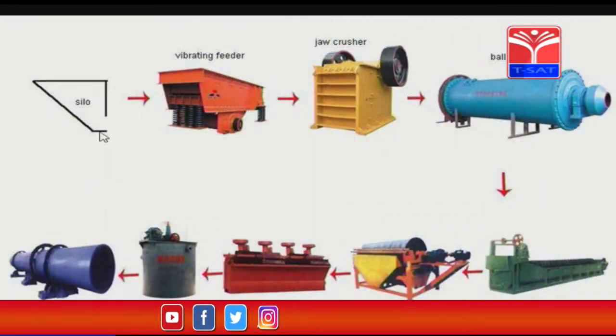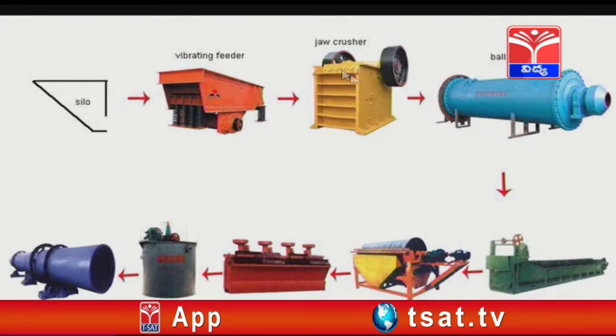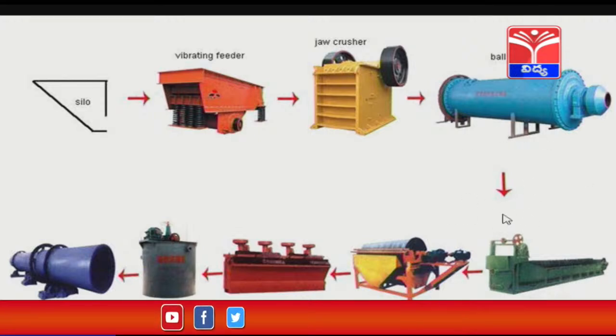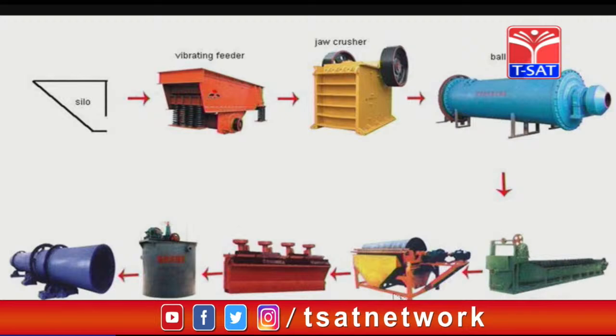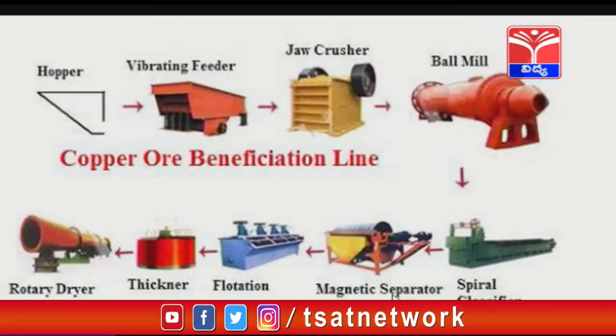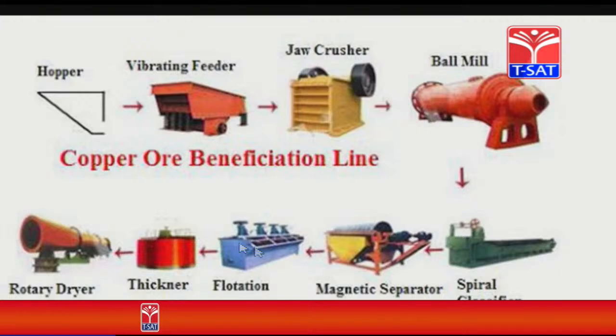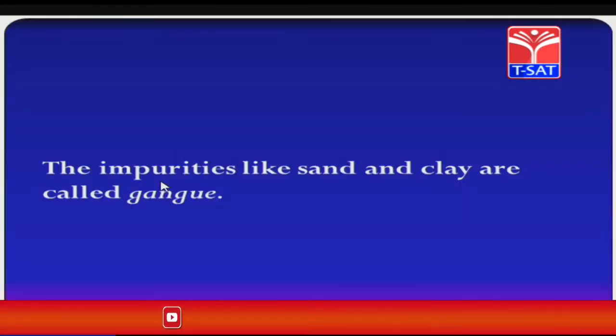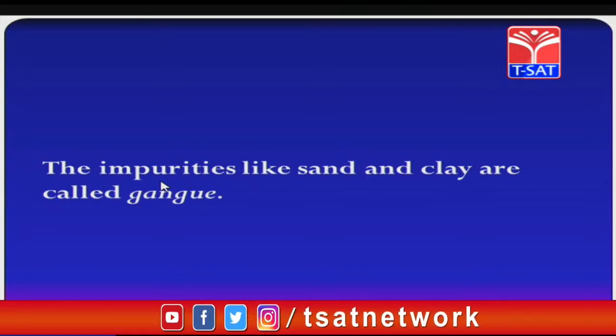Now, this is the way you select a particular ore, you put it into a vibrating feeder. By using a jaw crusher, you crush it into smaller pieces, you grind the ore into smaller pieces using a ball mill. And then concentration of ore takes place by using a magnetic separator. Now, children, this is the way you extract copper metal from its respective ore. The impurities like sand and clay which are present along with the metal are called gangue.